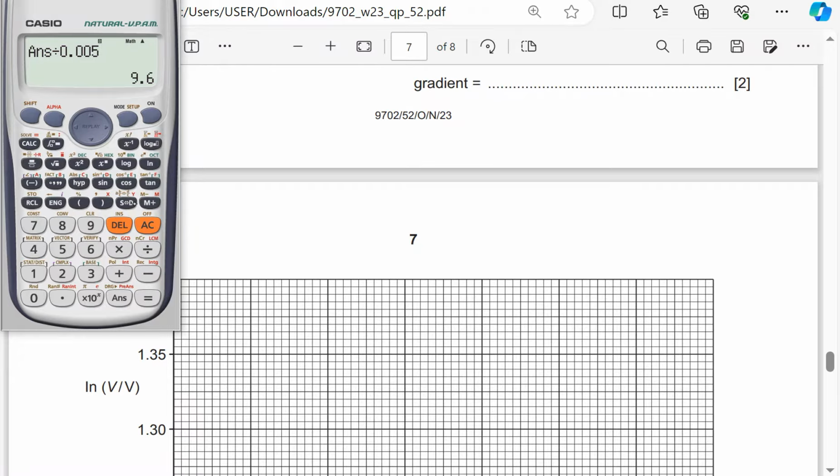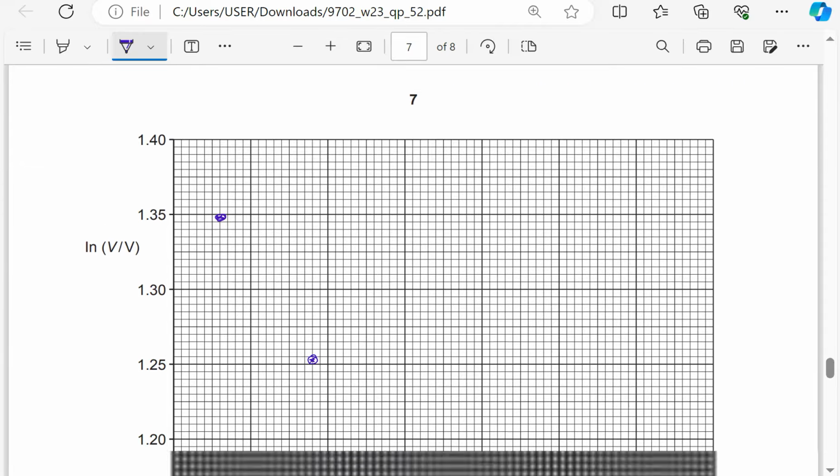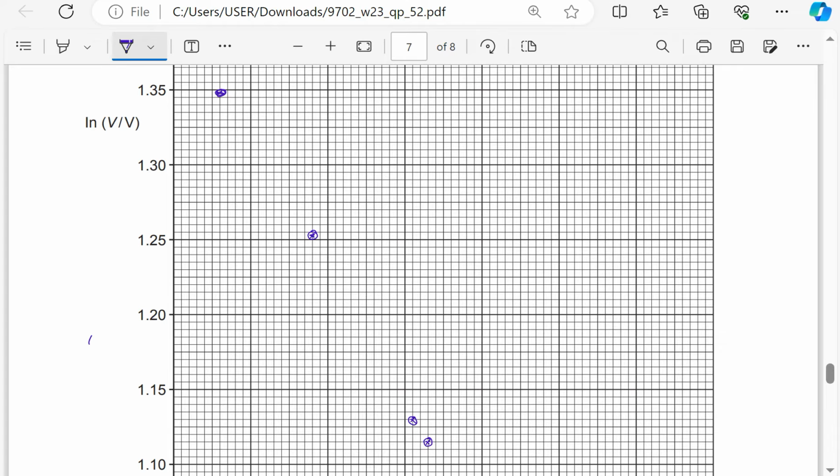Then the other point is very close here, almost here. Okay, so that is the approximate point. And now the next thing is to draw the line of best fit and draw the error bars.